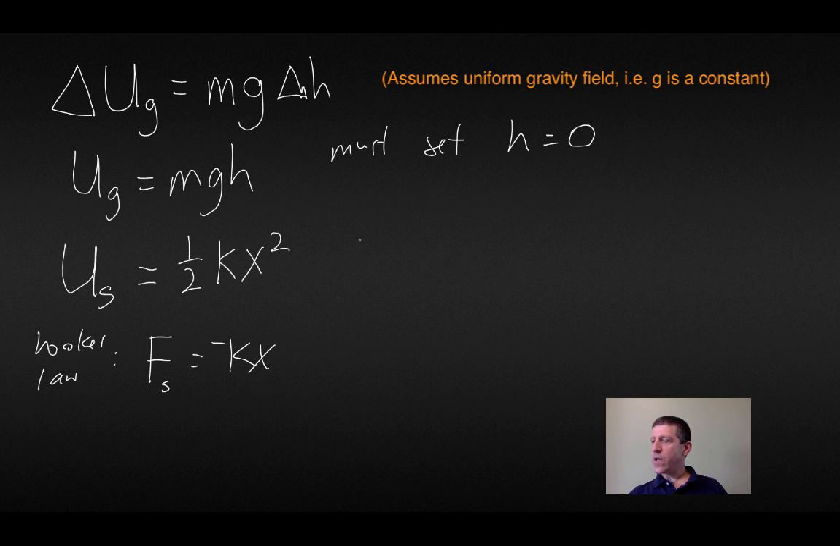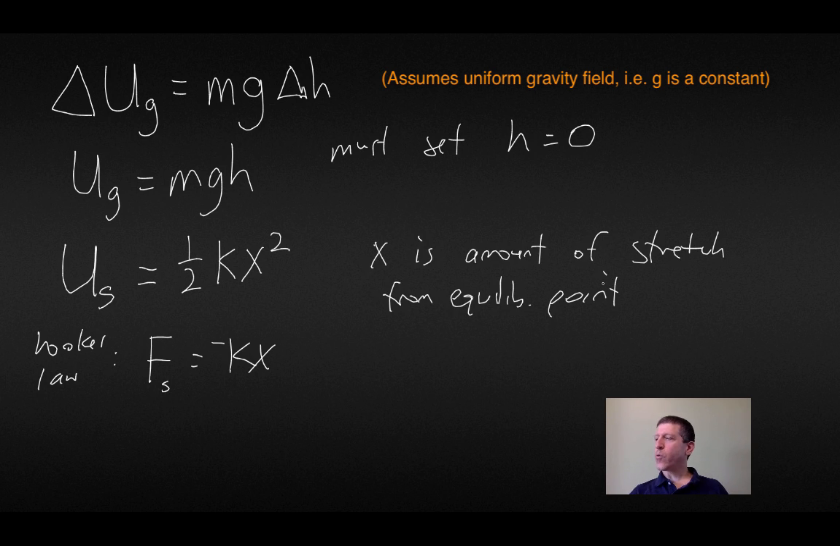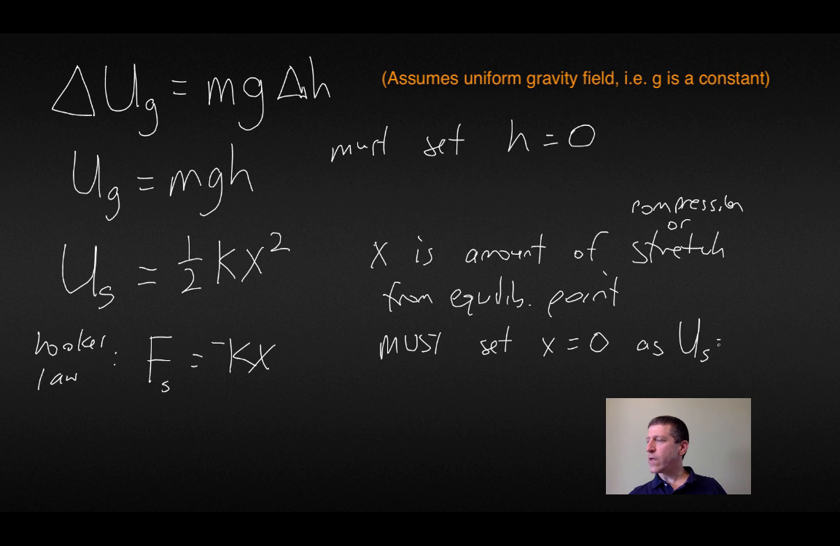In this equation, x is the amount of stretch of the spring from the equilibrium point. Stretch or compression. So I'm going to put compression or stretch from the equilibrium point. When you do this, and this is the way I'm going to recommend that you do it, you must set x equals 0 as the U spring equals 0 point. That's the only way that works.